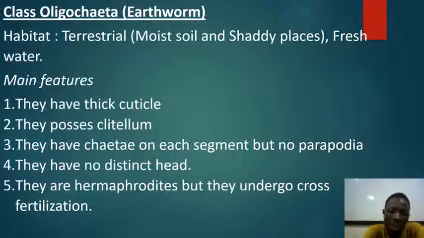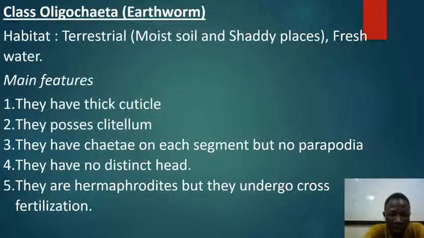Let's look at their main characteristics. Organisms in this class have a thick cuticle. They have a thick body layer covering their body. If you have seen an earthworm before, you can attest to the fact that it has a very thick cuticle that surrounds its body. And of course, it possesses what we call the clitellum. That is a swollen, glandular area found near the head of the earthworm, and it is not segmented. As we go on, we look at the importance of the clitellum.